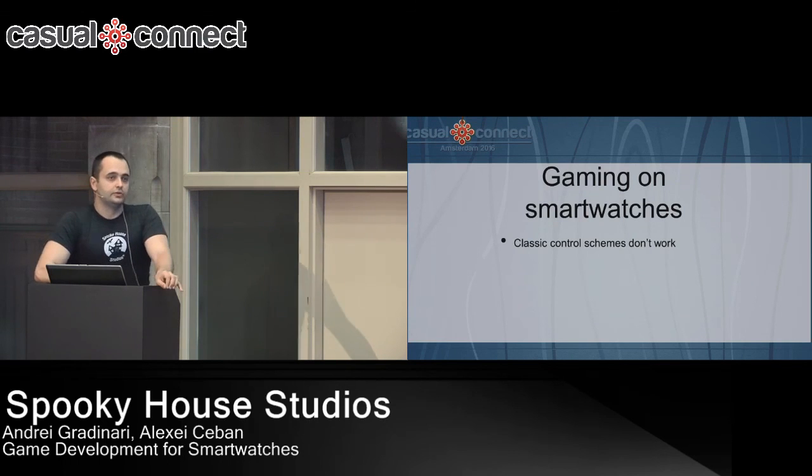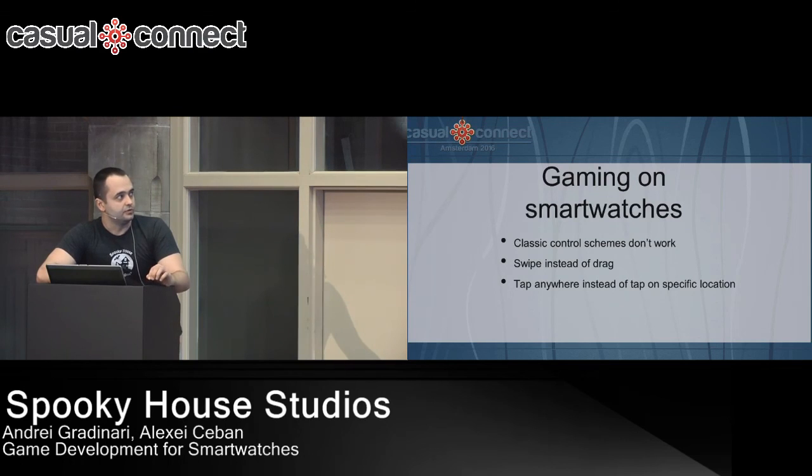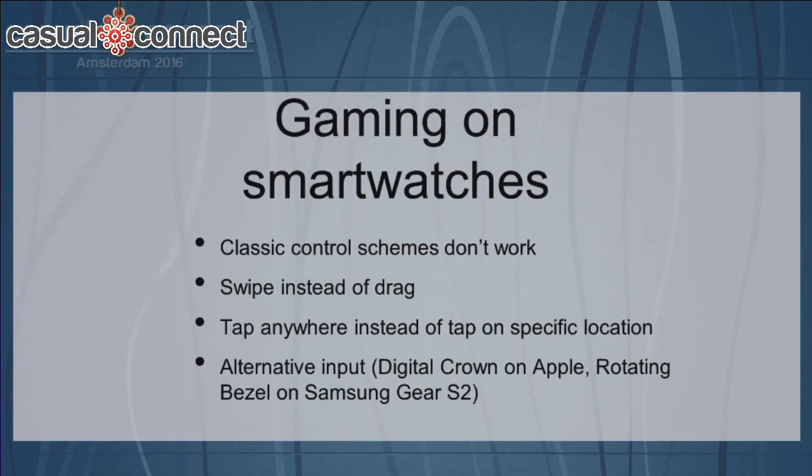So when talking about games and smartwatches, you have to keep in mind that classic control schemes don't work. If you have drags in your game, you better use swipes instead of them. You should tap anywhere instead of tapping on a specific location, and consider using alternative input, like the digital crown or rotating bezel on the Samsung Gear S2.